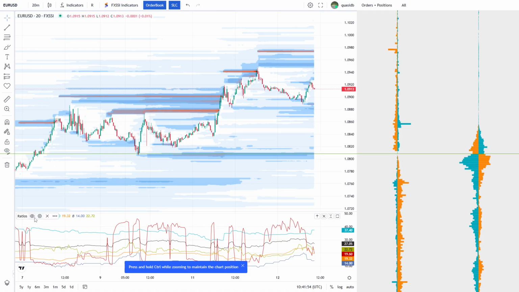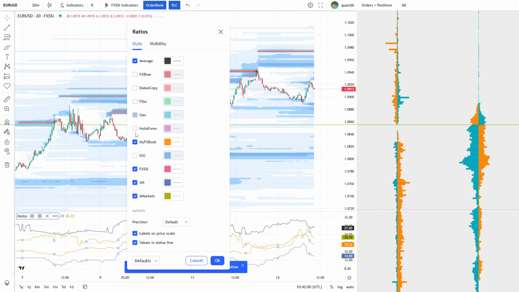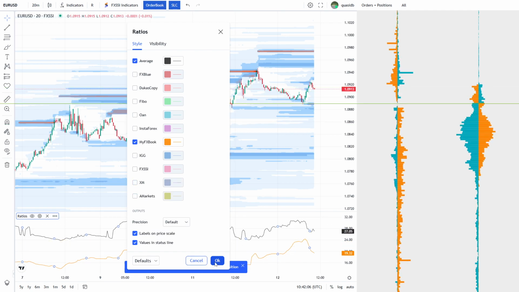And you can of course just tweak all these settings as well, which is pretty cool. If you hover, there you go. So you can basically go to the settings, and then we probably don't want maybe these guys, I don't know, just for example, and we just want to look at my FX book and the average line, for example.